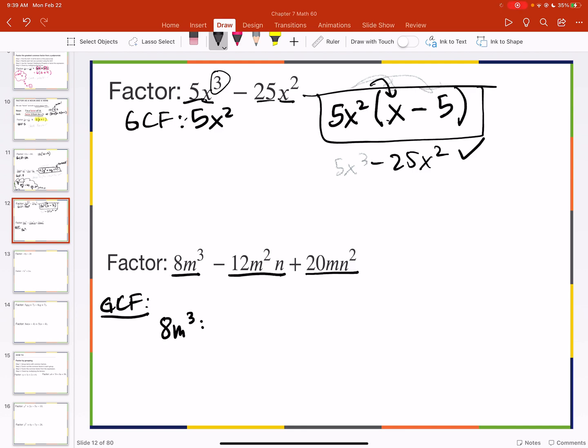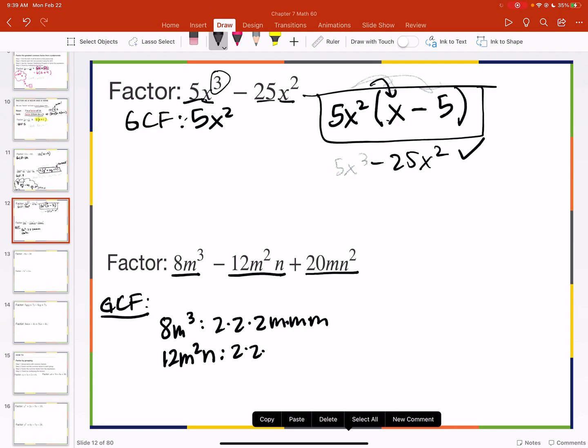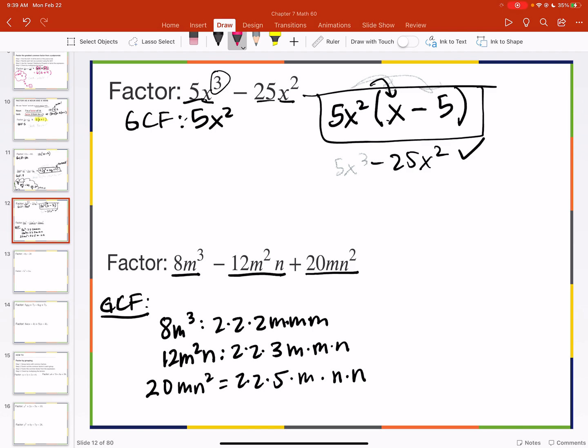So 8 is 2 times 2 times 2. And then there's 3 m's, right? You don't have to write this out every time. So 12 is 2 times 2 times 3, m times n. And then 20mn squared, that's going to be 2 times 2 times 5 times m times n times n. So now we need to find out the common ones, right? So like I said before, in my mind, I thought, oh, 4 divides into all of them. But now we're going to go ahead and do this.